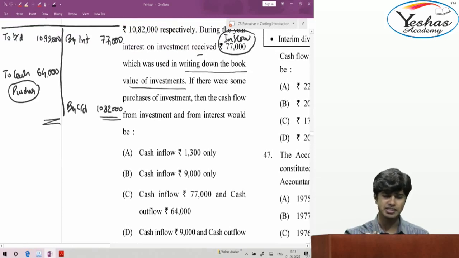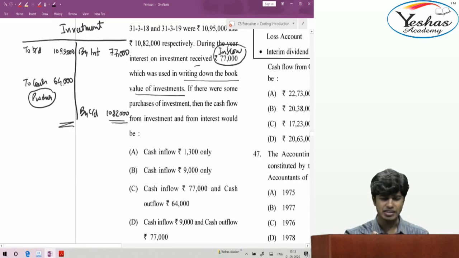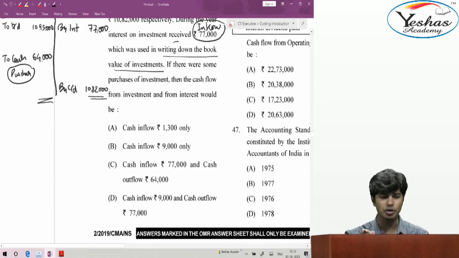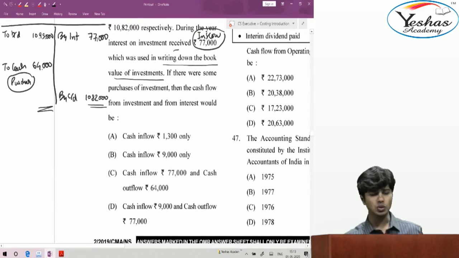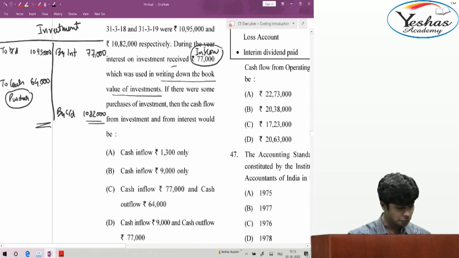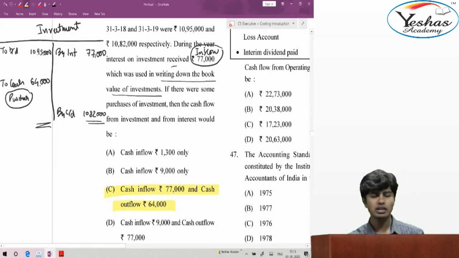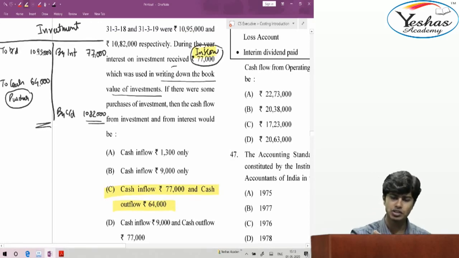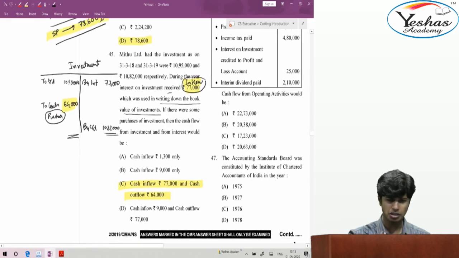See, if you see purchases, it is 64 and interest it is 77. 64,000 is the outflow because of this particular activity and 77,000 is the inflow because of interest income. So the answer to question number 45 should be option C, which talks about cash inflow of 77,000 and outflow of 64,000. That's with respect to question number 45.